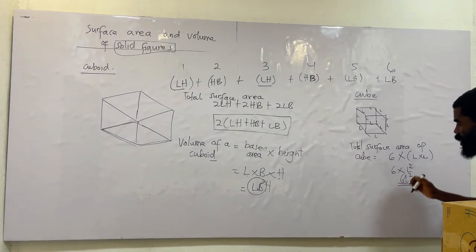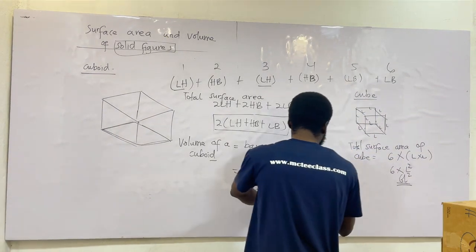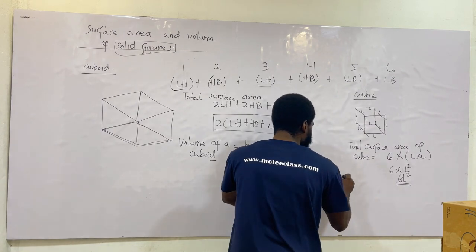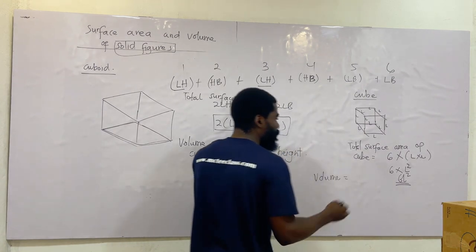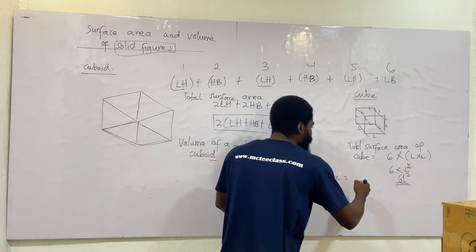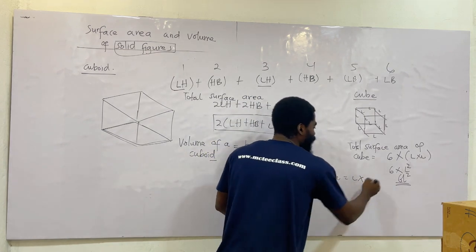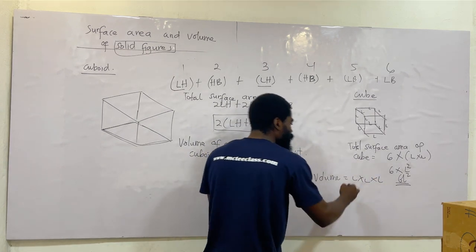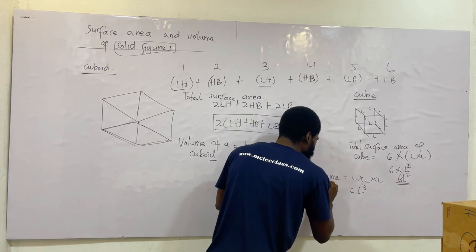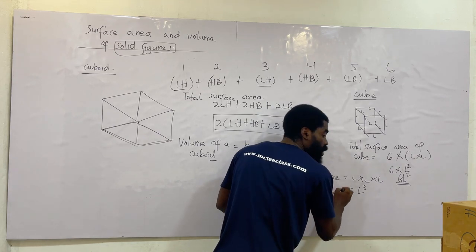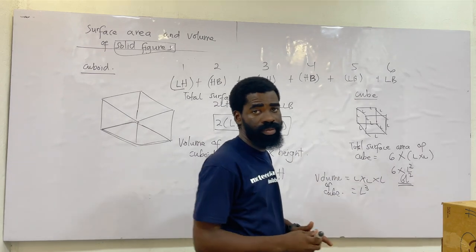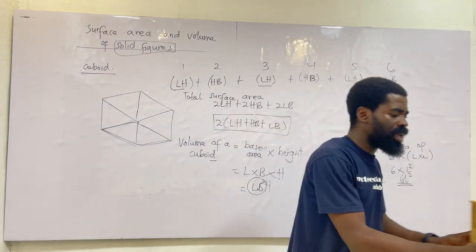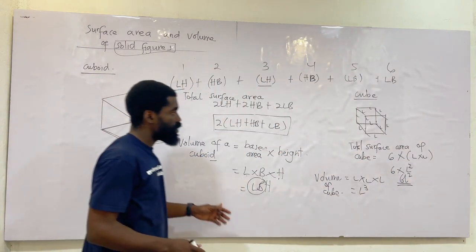Then the volume should be equal to what? Equal to the base area times the height. What's the base area? That's length times length. What's the height? Length. It's also L. So that will give us L cubed. So this is for a cube. Very, very important. I hope you understand what we are saying here. It's very important for you to get these things.